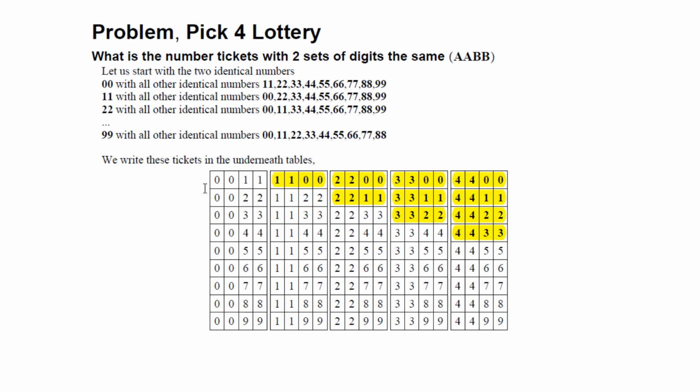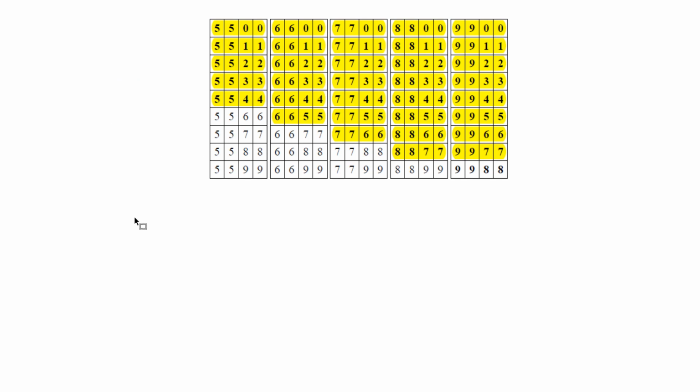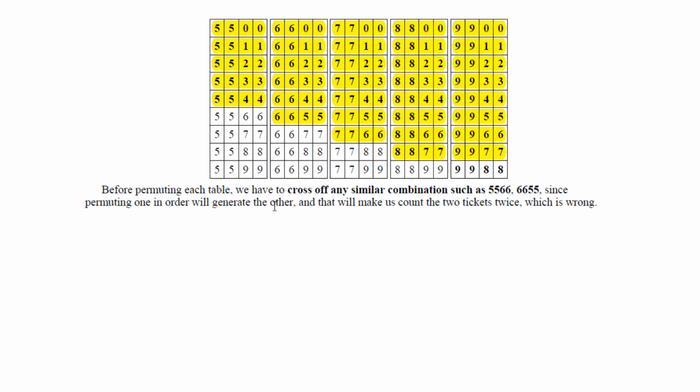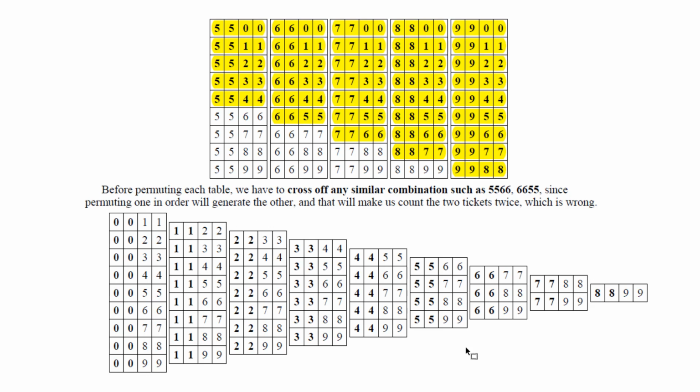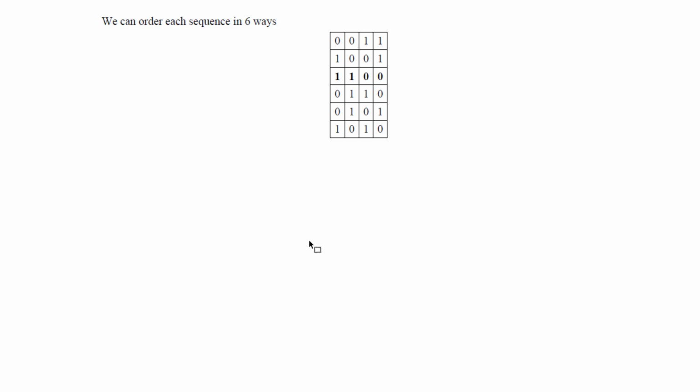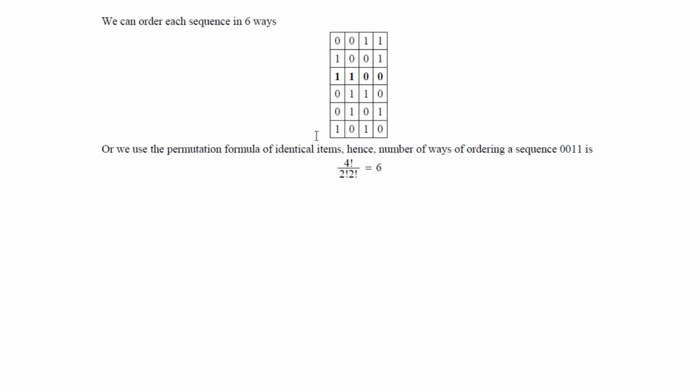and before we permute anything, we have to eliminate any similar combination, otherwise we are going to count the ticket more than once. So we continue until the end, and we cross off all these highlighted tickets. We cross it off, and we end up with this set of tables. So the number of tickets in all these tables times the permutation. So we can permute any ticket with the form 0011 or the ticket in the form AABB.